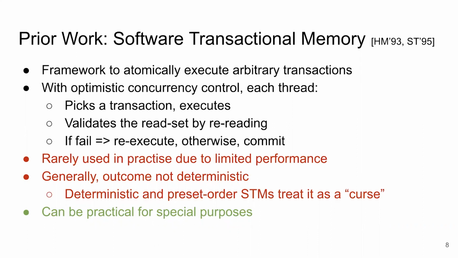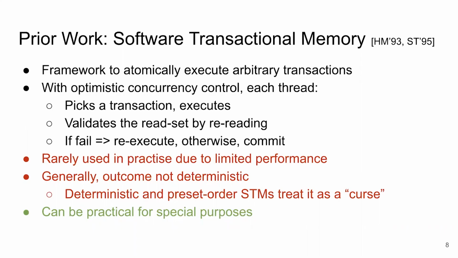Unfortunately, software transactional memory is rarely used in practice because these libraries have limited performance. They have to do a lot of bookkeeping and whatnot. And for specific problems where you could apply software transactional memory, people usually just design handcrafted, specific solutions, and it's more efficient. Also, generally, the outcome is not deterministic because all they care about is having some serialization order. But there is a line of research called deterministic software transactional memory, where the extra requirement is that no matter where and how many times you run it, you arrive at the same output.